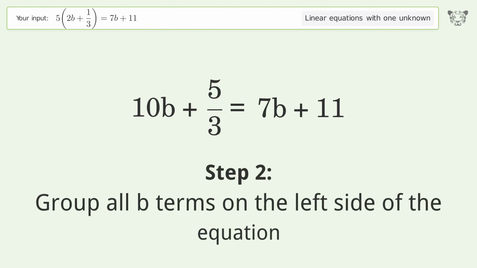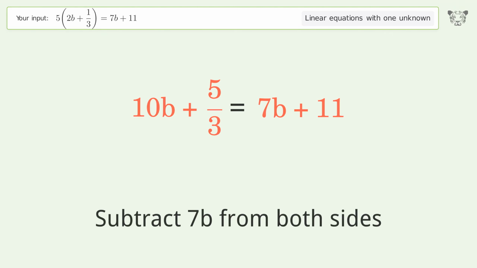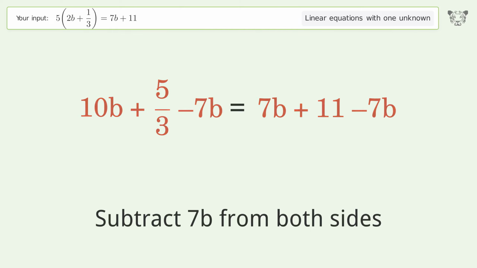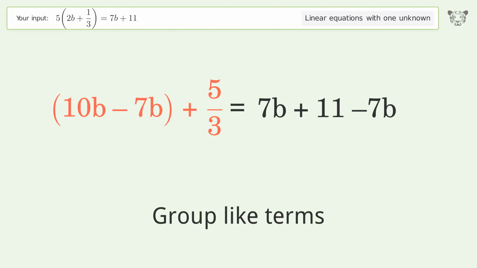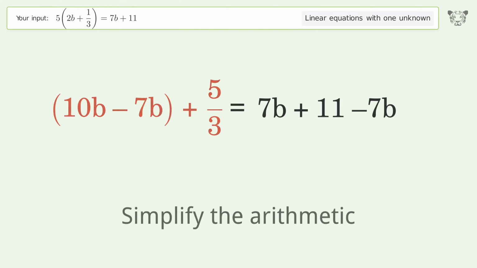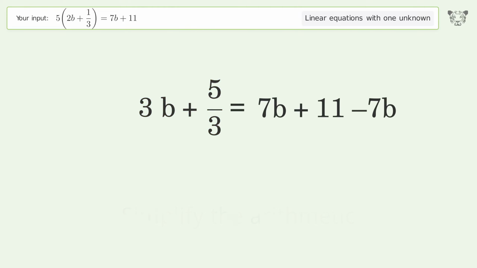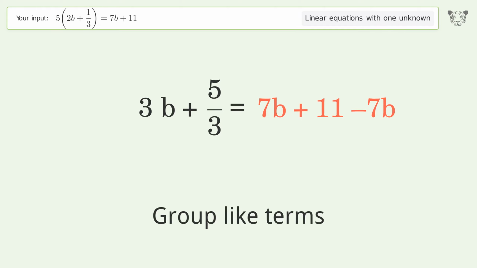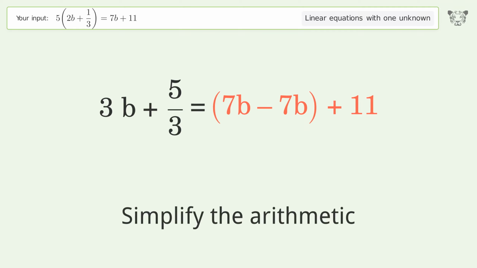Group all b terms on the left side of the equation. Subtract 7b from both sides. Group like terms. Simplify the arithmetic. Group like terms. Simplify the arithmetic.